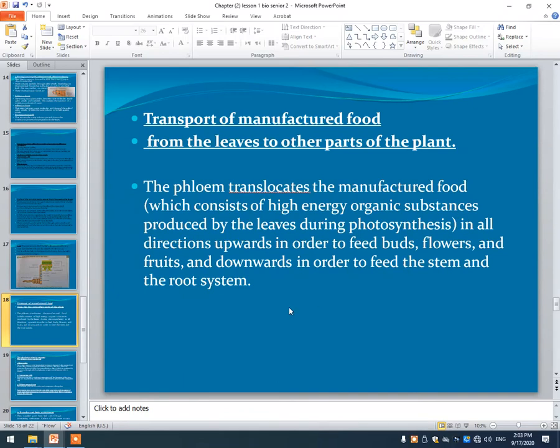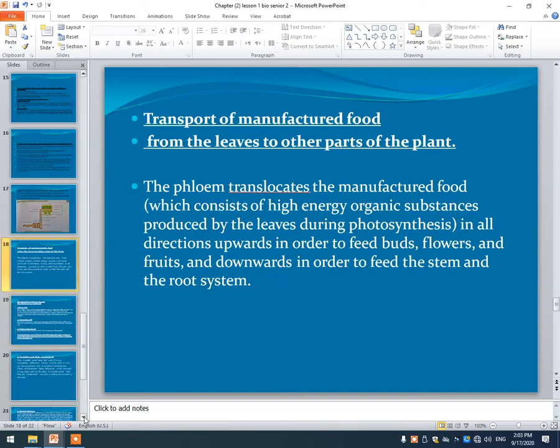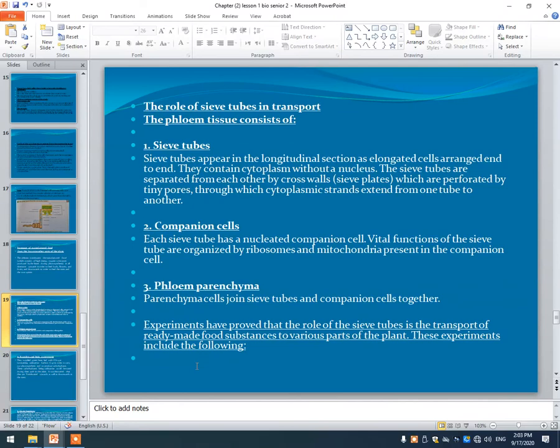Transport of manufactured food by the phloem from the leaf to the stem and root. As we say, the function of the phloem is to translocate food, sugar, from up to down. It consists of high energy organic substances produced by the leaf during photosynthesis, in all directions: upward in order to feed buds, flowers and fruits, and downward in order to feed the stem and root. The role of sieve tube in transport.